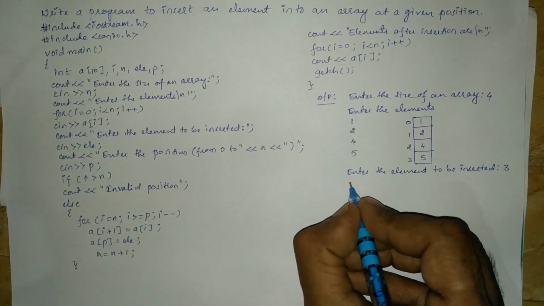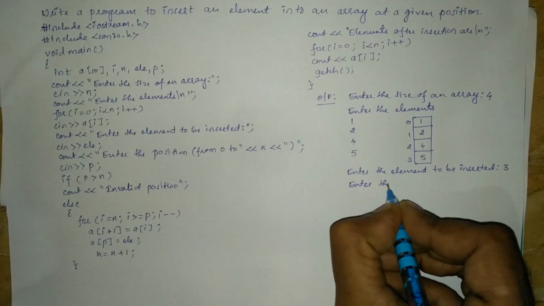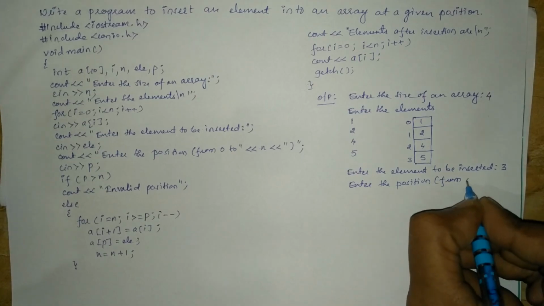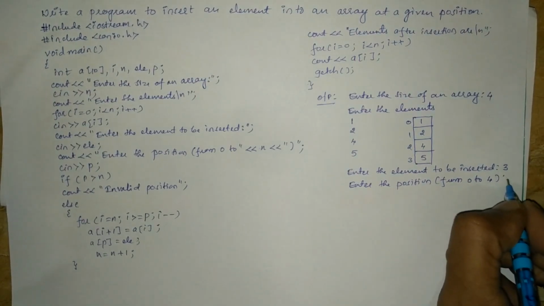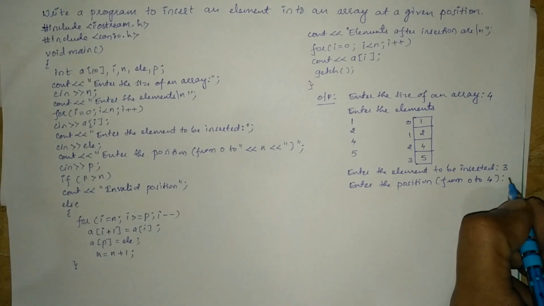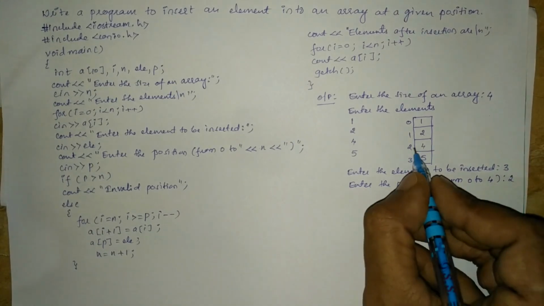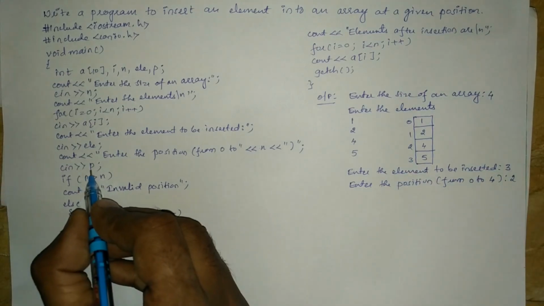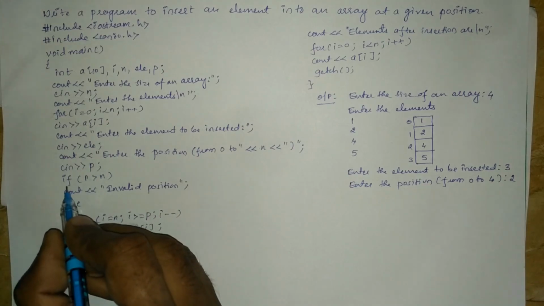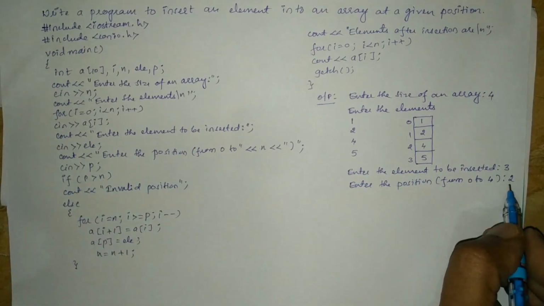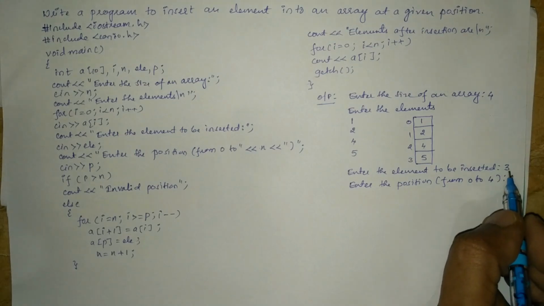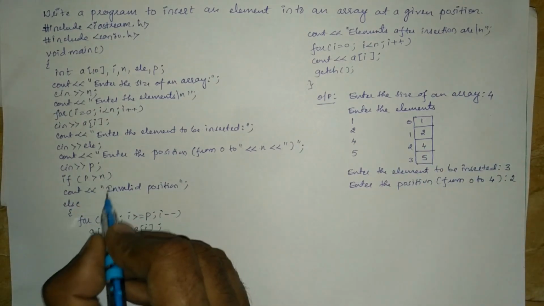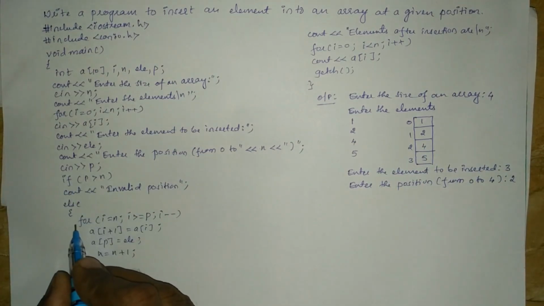So it is going to ask the user to enter the position from 0 to 4. Here I'm going to enter value 2 because I want to insert 3 at position number 2. So this 2 is stored in the variable p. Here you can check out the condition. The position is 2 and the value of n is 4. Is 2 greater than 4? No. The condition is false. So once the condition is false, the else part will get executed.